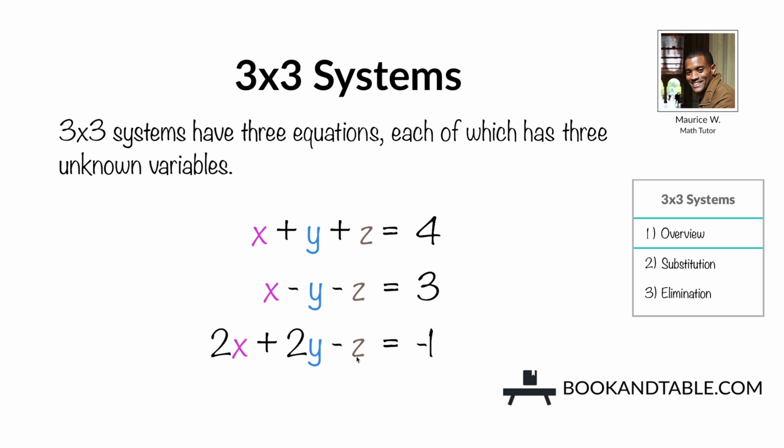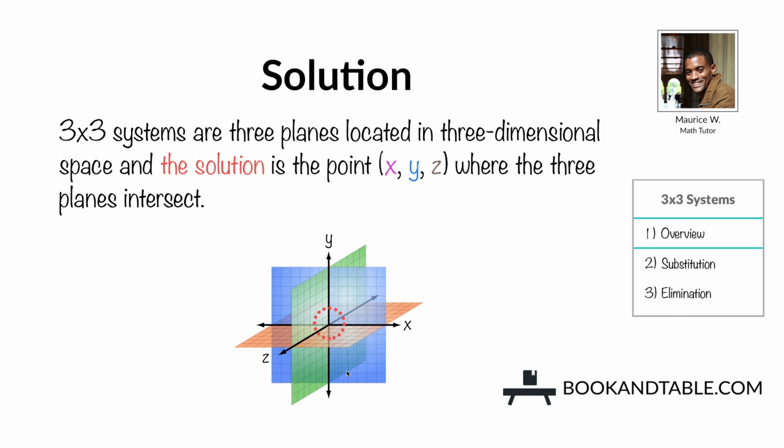So throughout this chapter, we'll take a look at several different methods we can use to find the individual values of each variable for these equations. Now the solution to a 3x3 system is a little bit different than the solution to a 2x2 system, since in a 3x3 system, we are working in three-dimensional space now instead of a two-dimensional plane. So 3x3 systems are three planes located in three-dimensional space, and the solution is the point or the x, y, z coordinate where the three planes intersect.